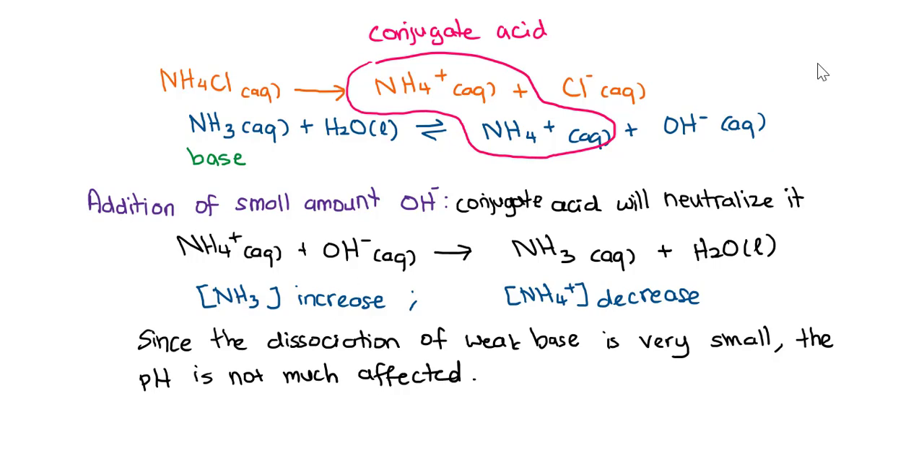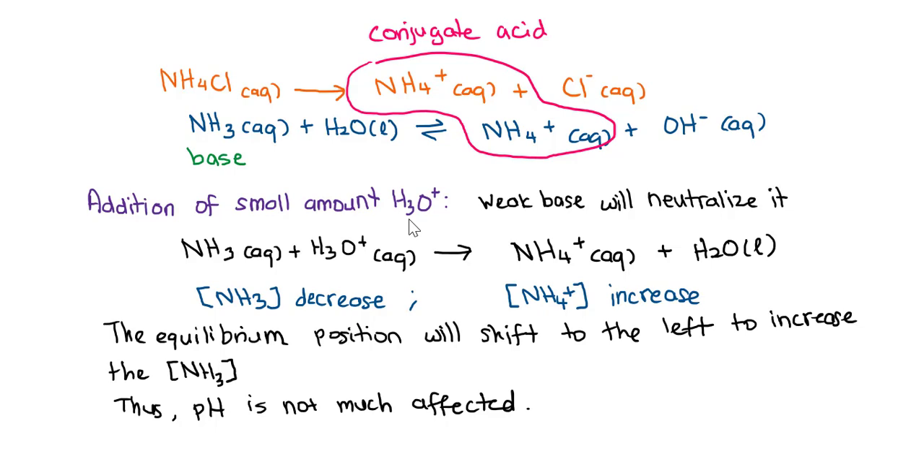When we add a small amount of strong acid into the solution, the weak base, ammonia, will neutralize it. Ammonia will react with the strong acid to form an ammonium ion and water. Thus, the concentration of the ammonium ion increases and the concentration of ammonia decreases. The equilibrium position will shift to the left to increase the concentration of ammonia. Thus, the pH is not much affected.